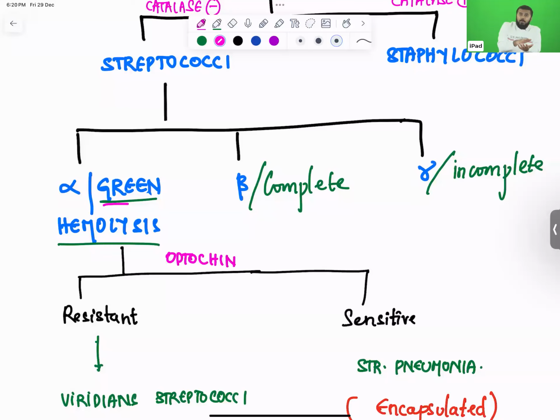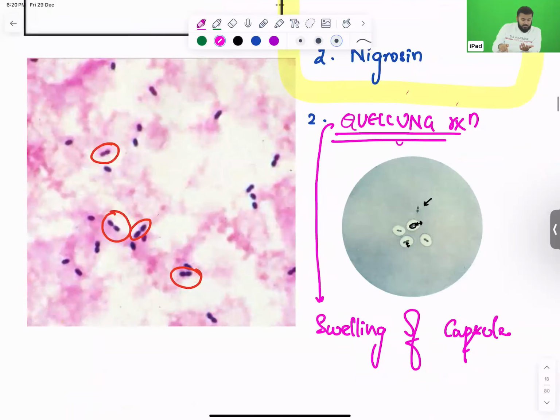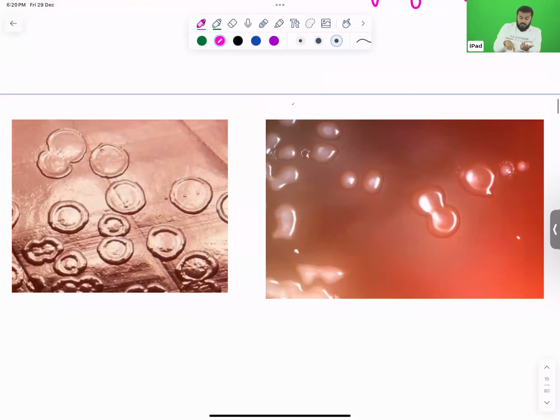Now, on the blood agar, if you wanted to grow Streptococcus pneumoniae, what kind of colonies will you see? Look at this. This is how I see. These are the colonies of streptococcus growing on the blood agar. Now, look at these colonies and tell me, aren't they looking like a carom coin appearance?